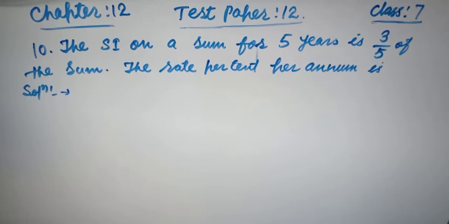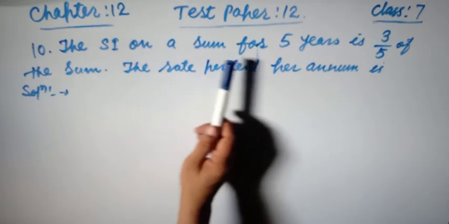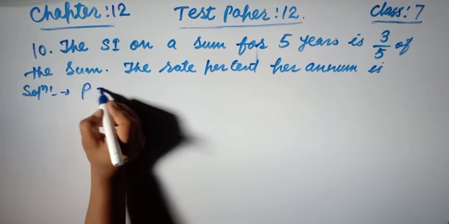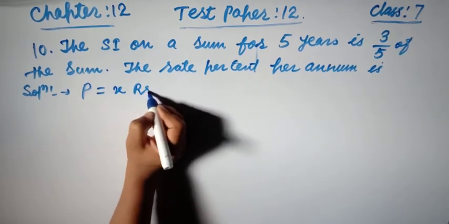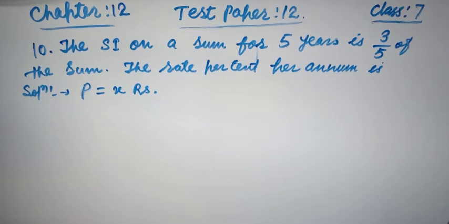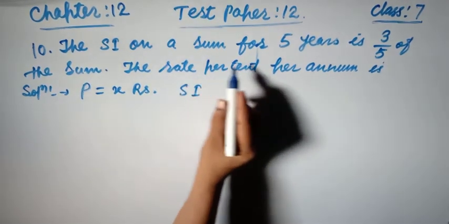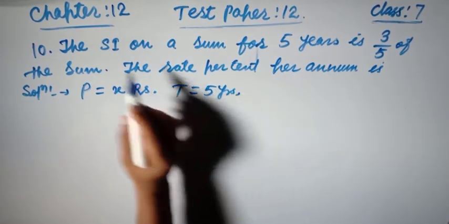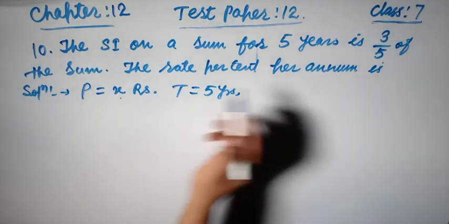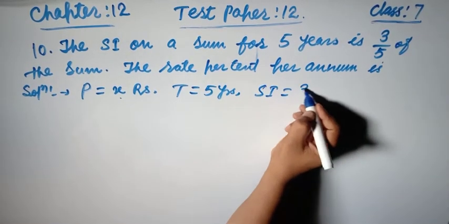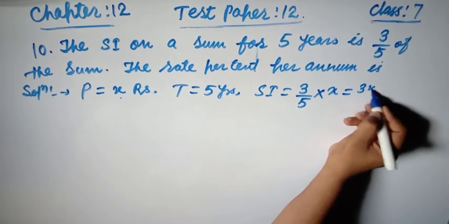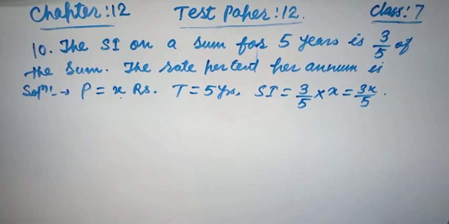Now see friends, question number 10 says the SI, the simple interest on a sum for 5 years is 3 by 5 of the sum. The rate percent per annum is what? Now see friends, first consider principal. Let principal be X rupees. That means the sum is the principal. And now SI on the 5 years, and the time is given. Time is 5 years given. Now SI on the sum X is 3 by 5 of the sum. Of means multiply, sum means X, 3X divided by 5. So this is the SI.